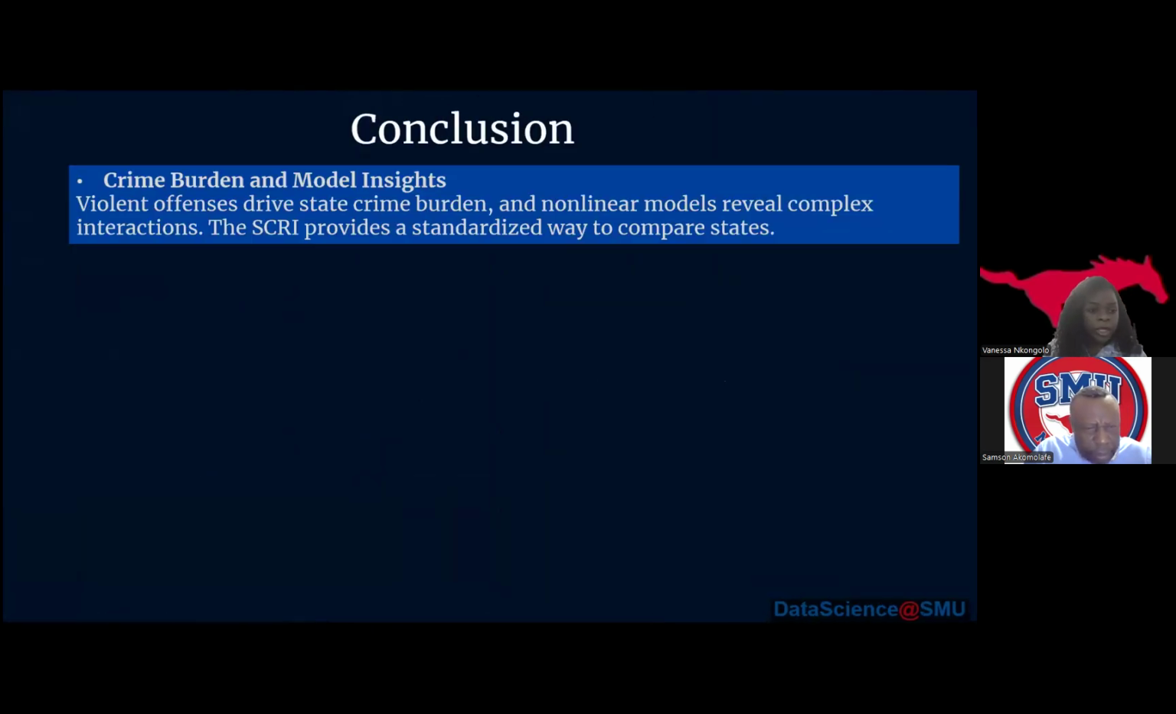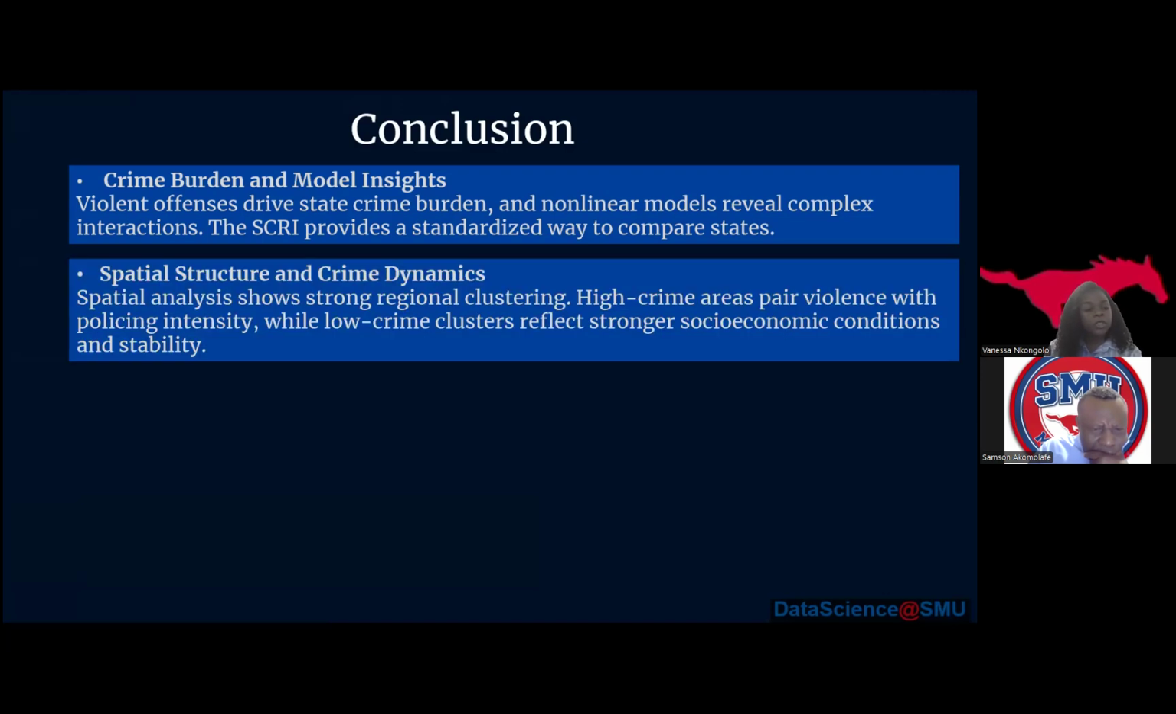So in conclusion, the insights that came from the crime burden analysis are that violent offenses drive state crime burden and nonlinear models reveal complex interactions. The SCRI provides a standardized way to compare the states when it comes to crime. And the spatial analysis shows strong regional clustering, and high crime areas pair violence with policy intensity, while low crime clusters reflect stronger economic conditions and stability.